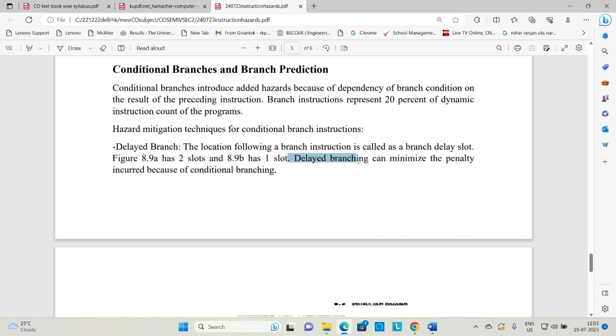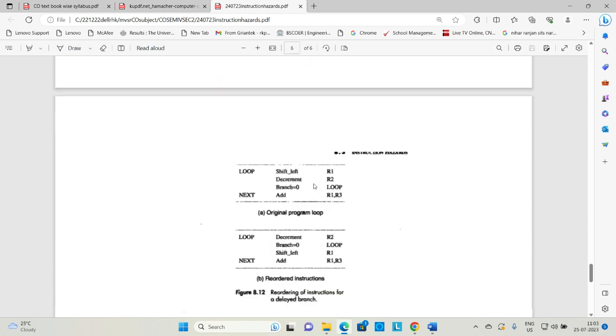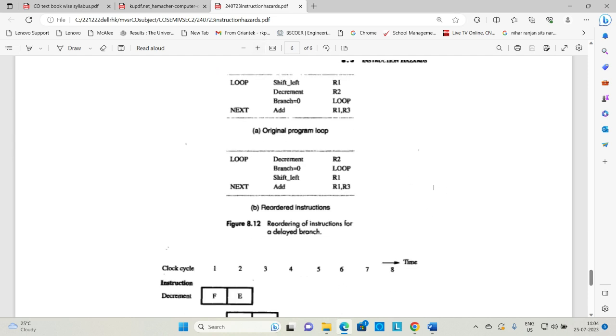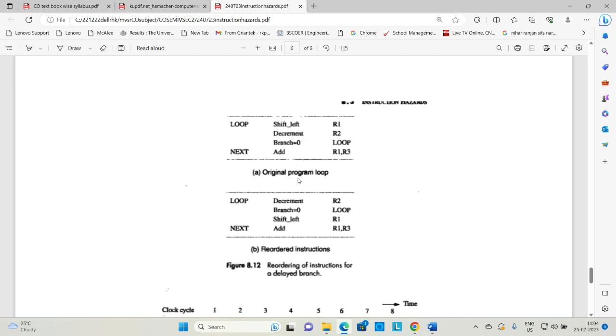A technique called delayed branching can minimize the penalty incurred because of conditional branching. So we need to understand what exactly is delayed branching, as delayed branching is a mitigation technique which overcomes pipeline stall because of conditional branches. So let us look at this program instructions, and let us compare the original program loop in A with the reordered instruction with B. Let us see what this has.